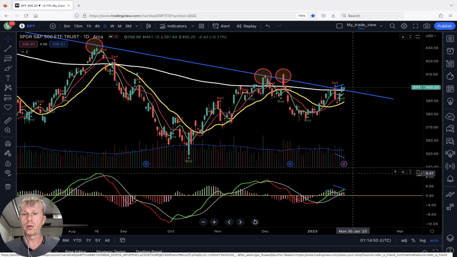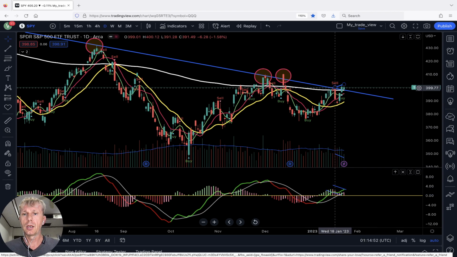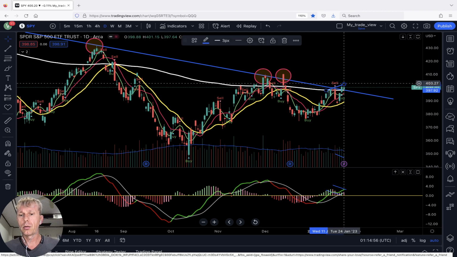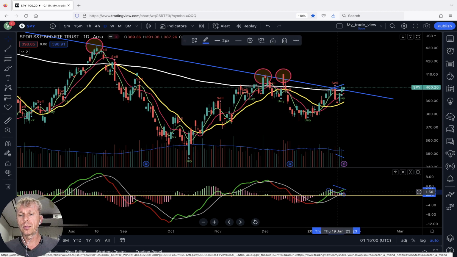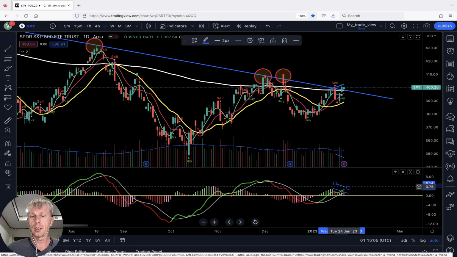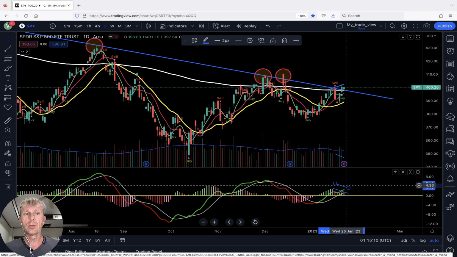It has bearish divergences, right? The price action is uptrend. On the histogram, if you see here, we have a downtrend direction. Still a bullish trend on the daily time frame.